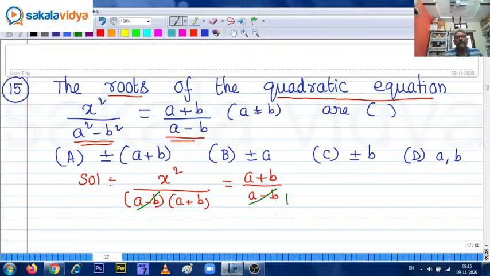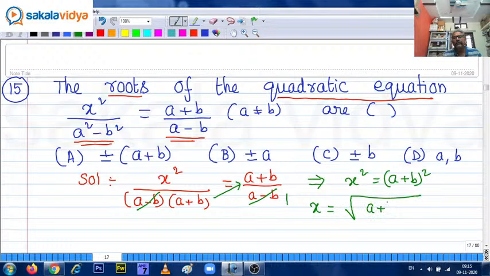Here we have 1. By cross multiplication we get x square is equal to a plus b into a plus b, whole square. We need the x value. X is equal to the square root of a plus b whole square, which gives a plus b, but it's only one of the solutions of x. You need to write plus or minus: either a plus b or minus of a plus b. So option A is the right option.